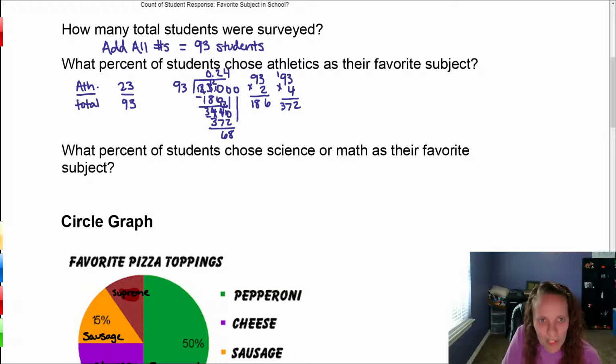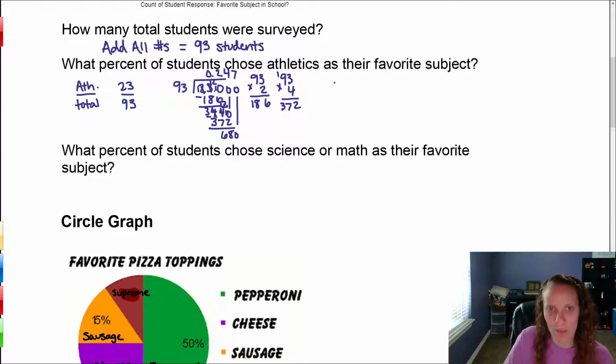I'm going to go ahead and add a 0, bring it down for one more. 93 goes into 680 7 times. And I'm going to stop right there because the question's asking what is the percent. I have enough numbers to now figure out the percent. So our answer is 0.247.